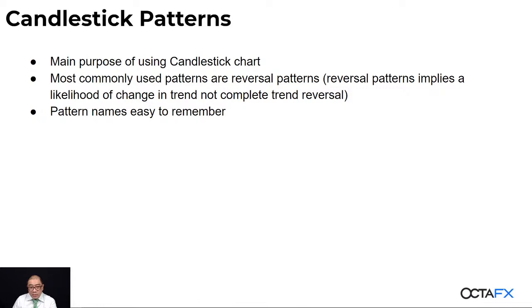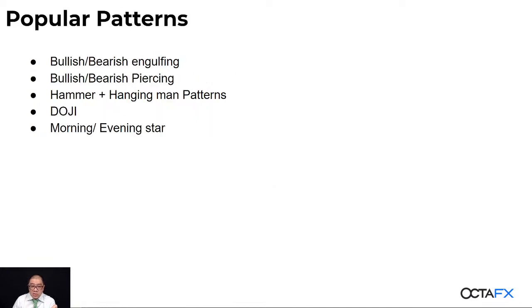Okay, but back to candlestick patterns. The main purpose of a candlestick chart is to look at those patterns. Most commonly used patterns are basically reversal patterns. That's why I was able to identify when the market was going to turn around just now. A reversal pattern basically implies a likelihood of change in trend, but not a complete trend reversal. Pattern names are also easy to remember. The Japanese name them very easily, so you can actually take a look at this later on.